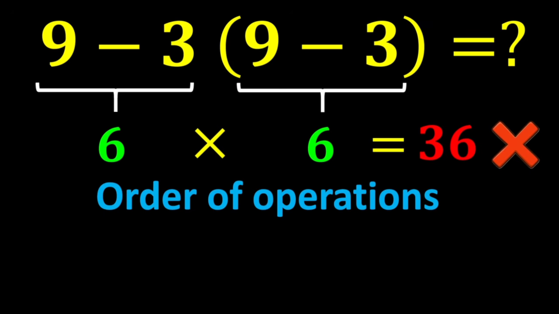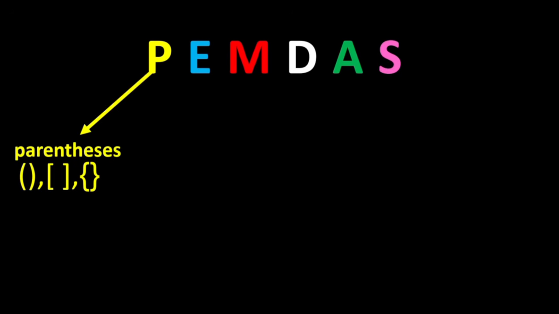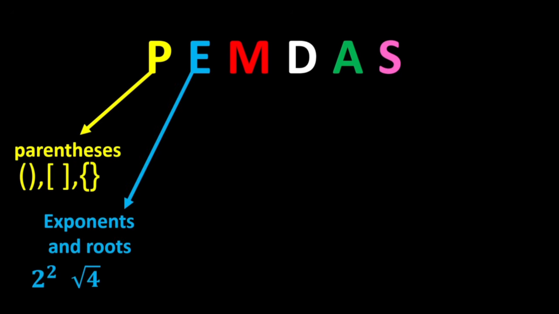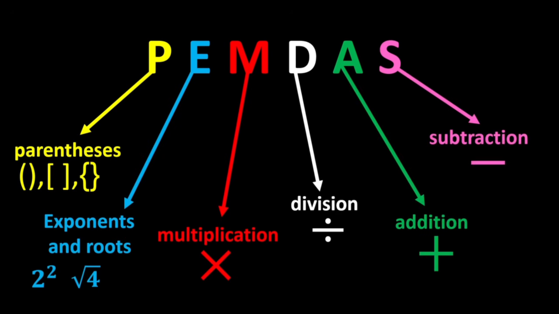The correct order of operations is known by a short acronym called PEMDAS. P stands for parentheses. E stands for exponents and roots. M stands for multiplication. D stands for division. A stands for addition. And S stands for subtraction.